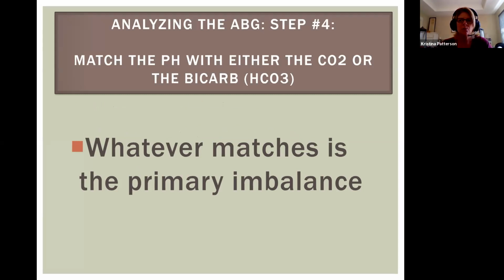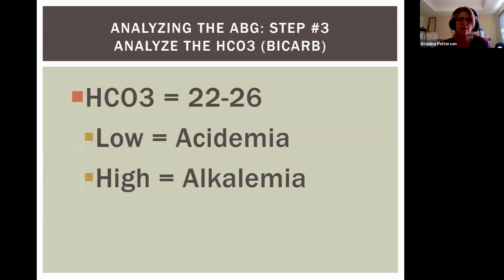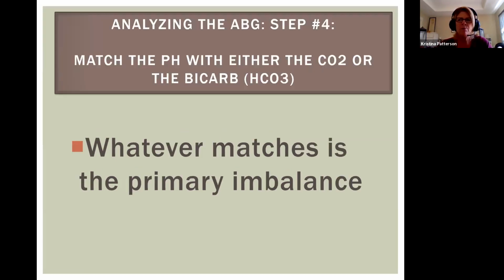Next, we're going to analyze the bicarb. Again, anything on the low side is acidotic, anything on the high side is alkalotic. All right, here we move on.